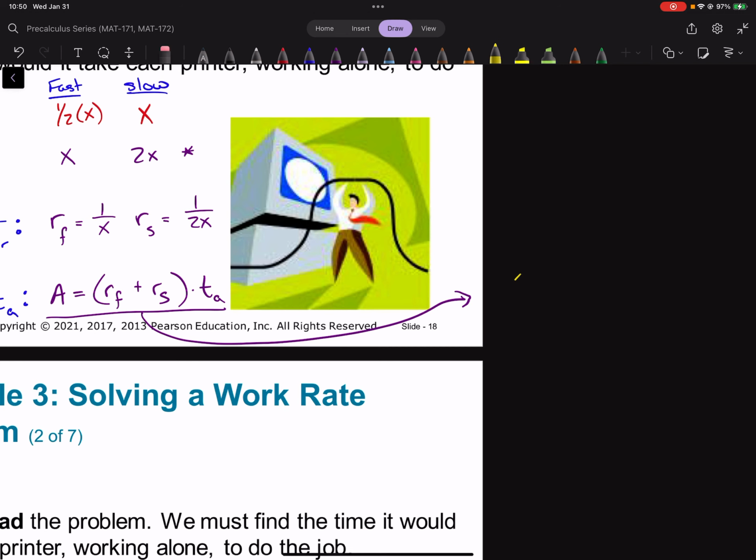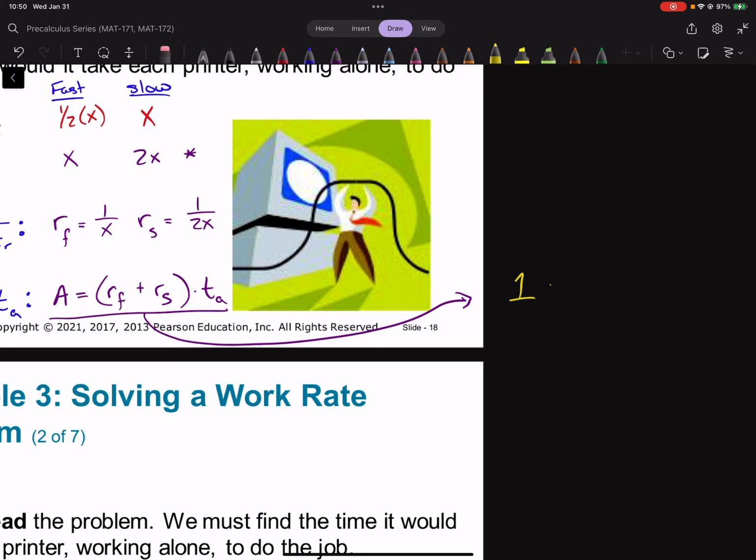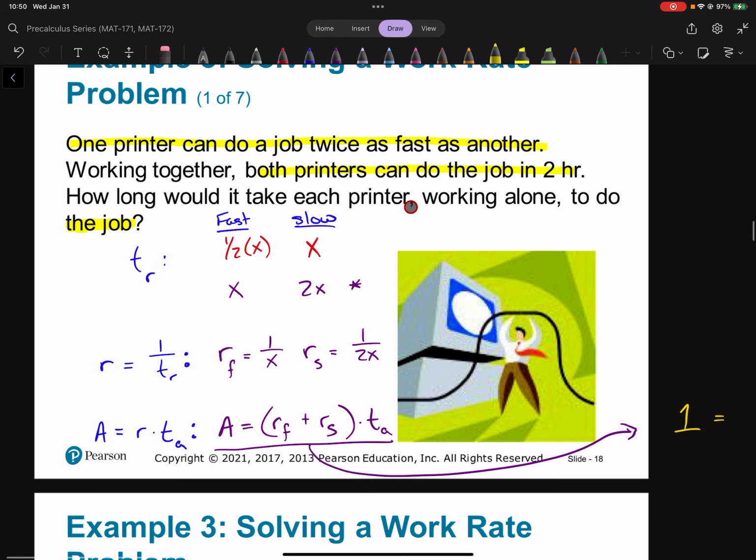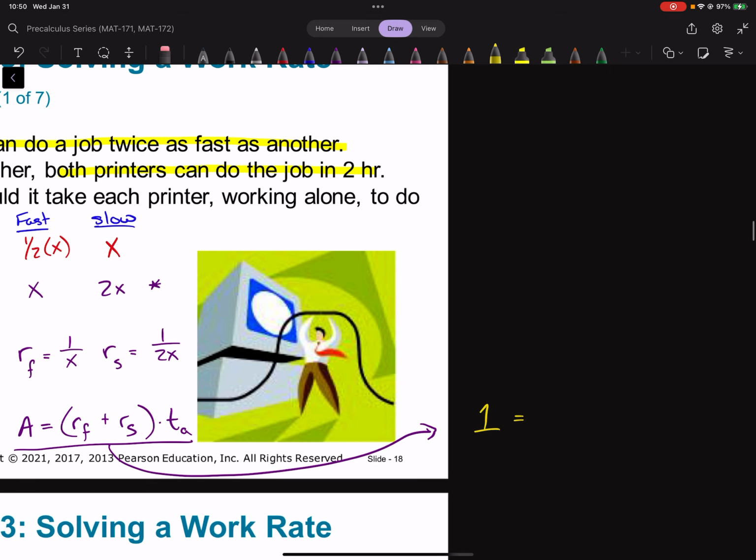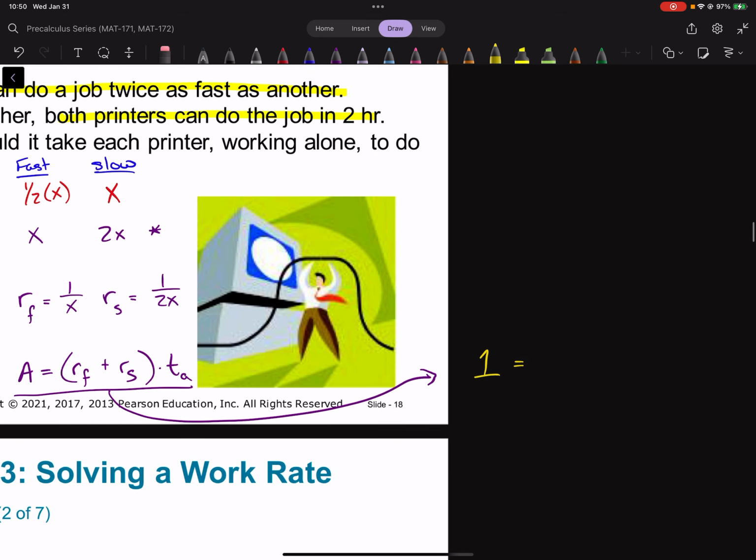So the amount of a job completed, there's going to be one job completed, and that's where the job comes into play. That's our context clue there. So it's going to be one job completed. That's going to be equal to the work rate of the fast printer plus the work rate of the slow printer. Now, how many hours do they actually spend working? They spend 2 hours working.